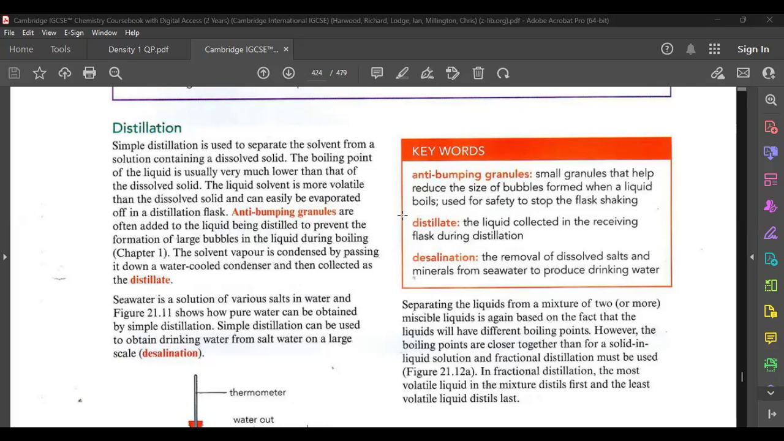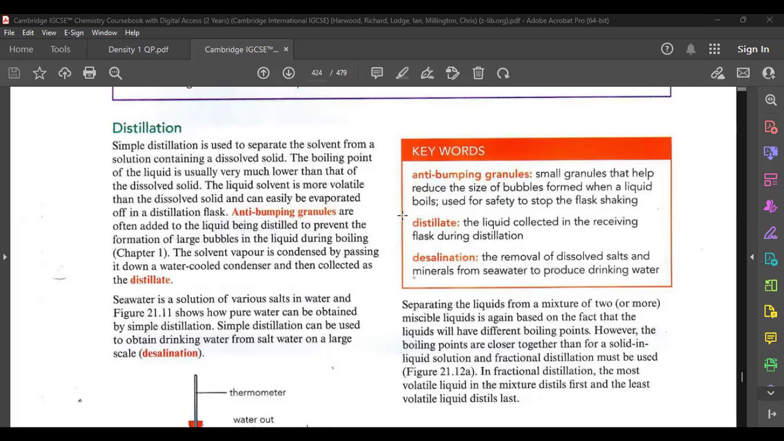What are anti-bumping granules? Anti-bumping granules are small granules that basically help to reduce the size of the bubbles. And why do we need these anti-bumping granules? Because they are used for safety, to stop the flask shaking. Because if the flask is being shaken, it would disturb your experiment.